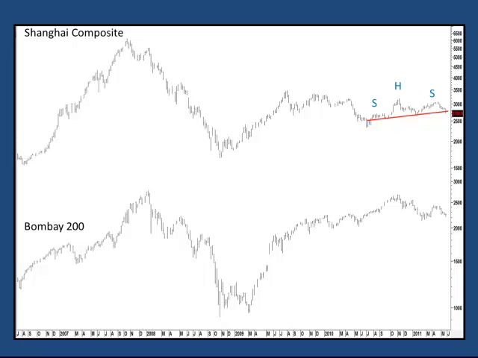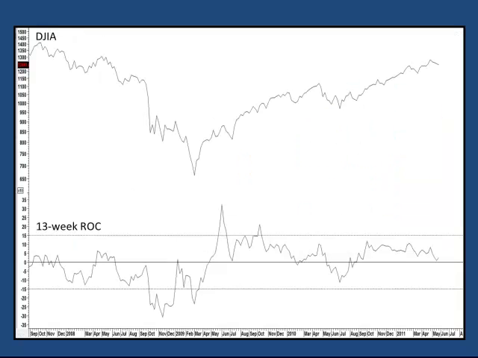Look also at the Bombay 200 in the bottom panel. It looks as if it's in the terminal phase of completing a top. That hasn't happened yet, but it's certainly something to look out for, as a completion would signal a primary bear market, in my opinion. Finally, the Dow has experienced 5 negative divergences with its 13-week rate of change.